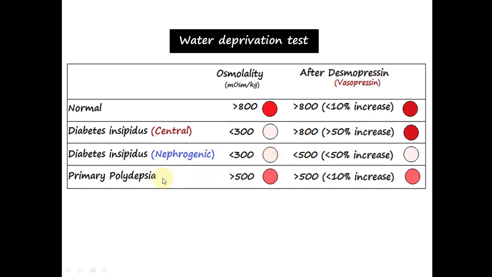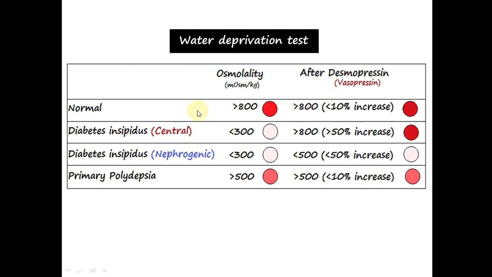While in dipsogenic diabetes insipidus or primary polydipsia, the solute concentration is comparatively not so much changed as compared to the two pathological conditions. Now, what we do is that here we administer a synthetic vasopressin known as desmopressin, having ADH-like effects.